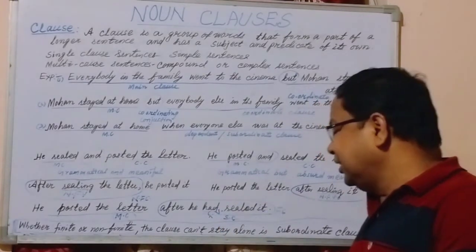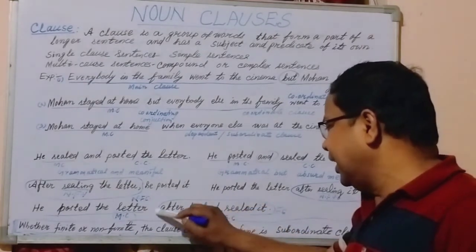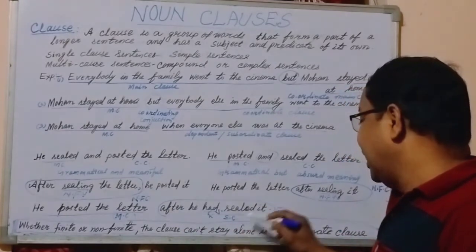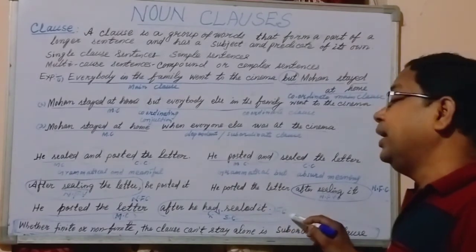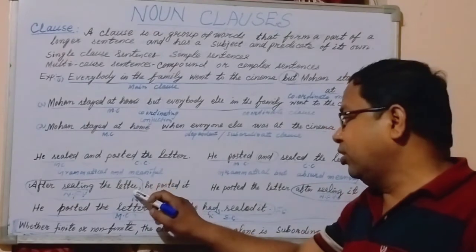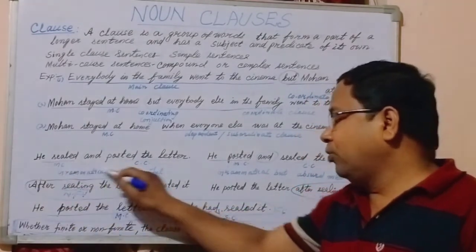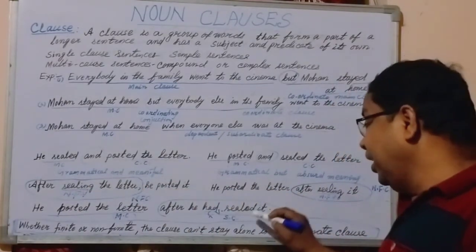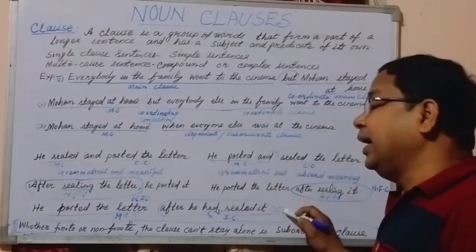So as this part has a finite verb, that is have, we can say this one, after he had sealed it, this clause is known as your finite clause. After sealing the letter has a non-finite verb, so it is a non-finite clause. But after he had sealed it is with a finite verb had, so this part is a finite clause.